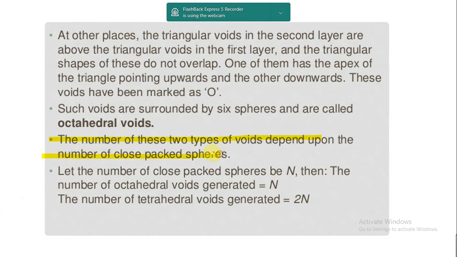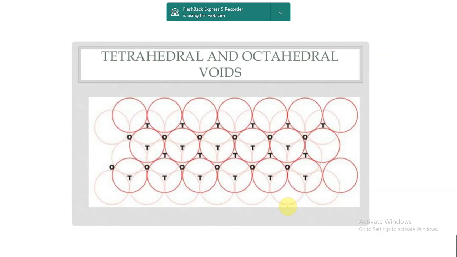If you are asked how many voids are present, then it depends upon the number of closed pack spheres. So if the number of closed packed spheres, that is how many spheres are present, is n, then the number of octahedral voids will be n and the number of tetrahedral voids will be 2n for a hexagonal closed pack structure. If I say there are 20 atoms in a hexagonal closed pack structure, then octahedral voids will be 20, tetrahedral voids will be 40. Now let us see here.